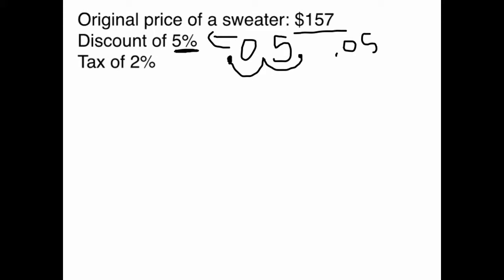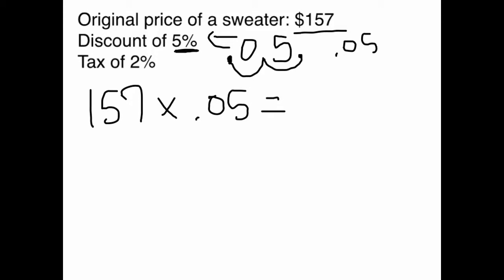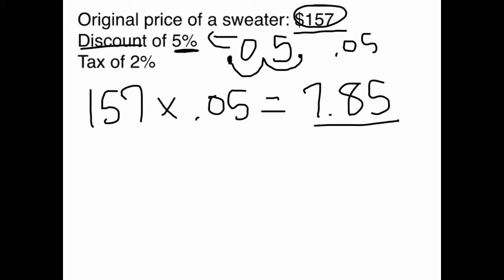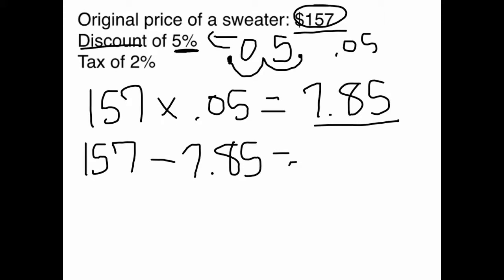My next step is to take 157 and multiply it by 0.05 because I want to figure out what 5% of 157 is. If I multiply those numbers out, it comes out to $7.85. So now I know that it's a discount, so I know it's money that's going to be taken away. So I'm going to take my original price of 157 and subtract $7.85.